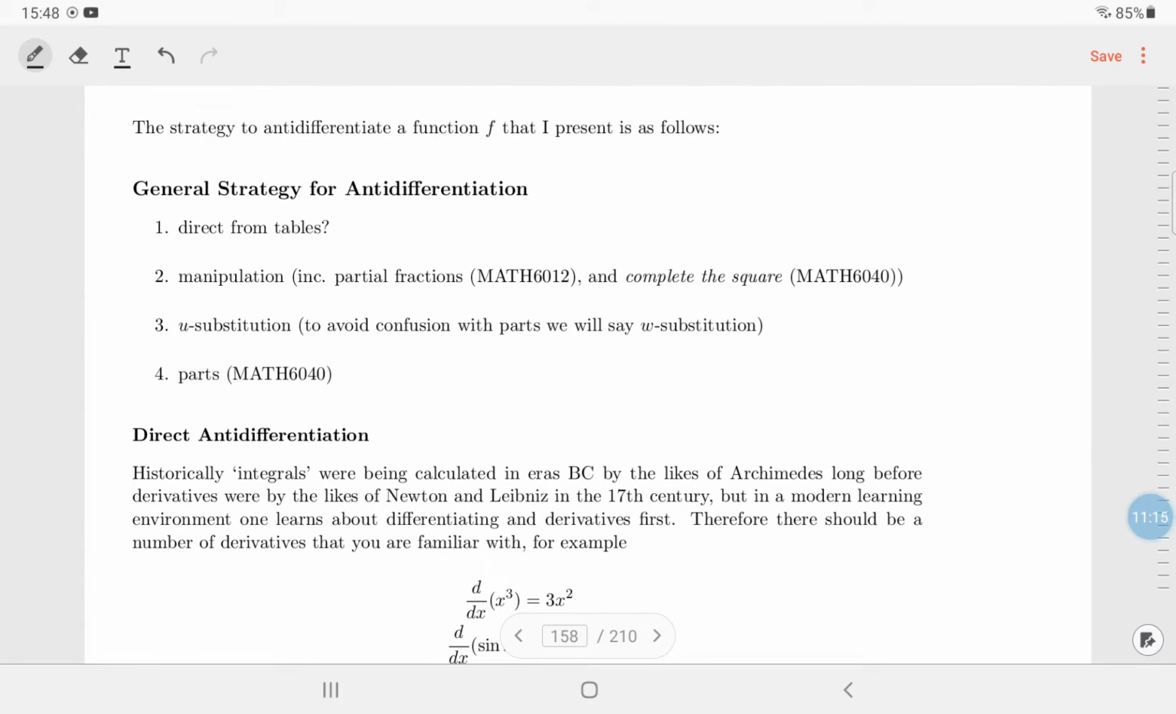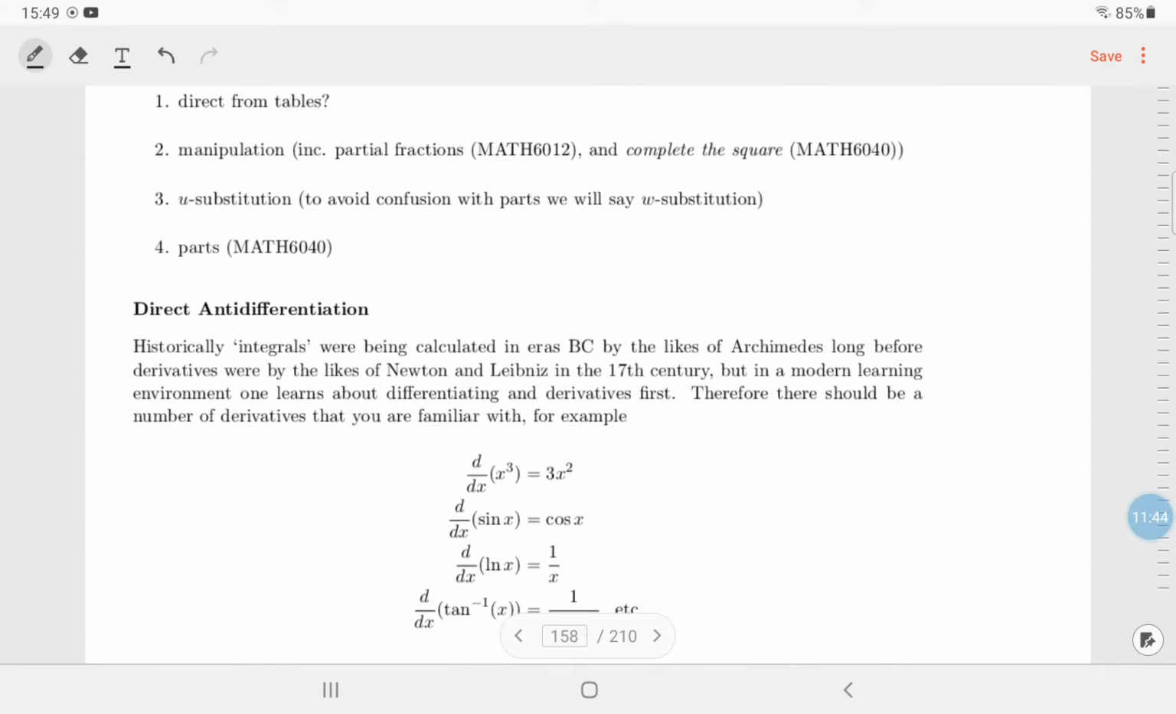The second thing is to do manipulation, and we'll look at some particular manipulation. The thing that you're trying to anti-differentiate is not quite in the table, so we need to rewrite it. Some techniques include partial fractions, which you possibly did last semester, which are important if you go into level 7. And complete the square is something new that we're going to do. Substitution, which again is something that you should have done last semester, but to avoid confusion, we're going to call it W substitution because there's a U substitution in what's called integration by parts.